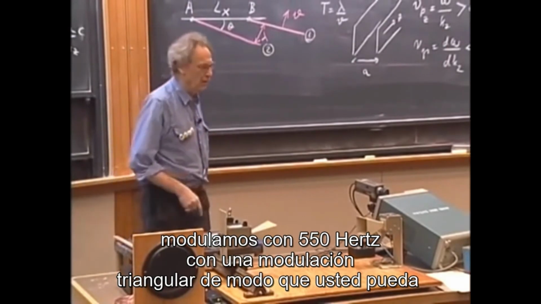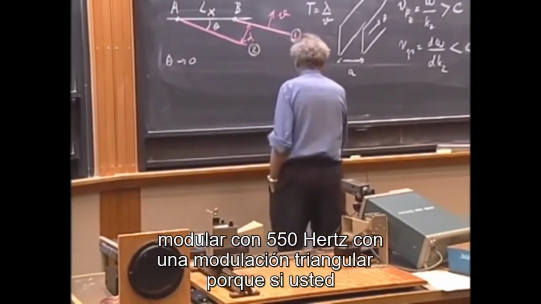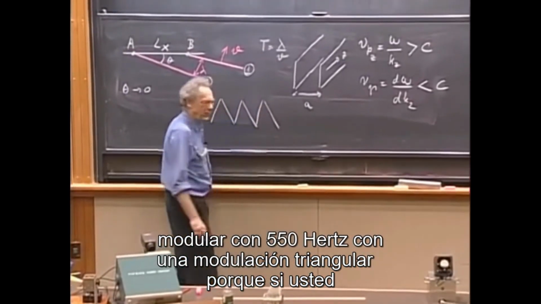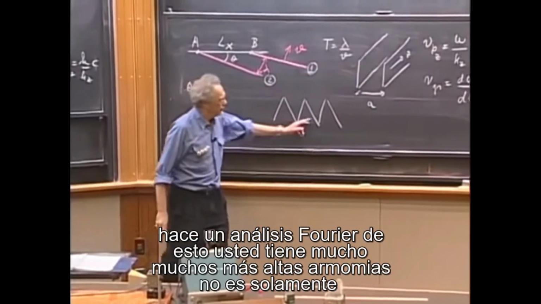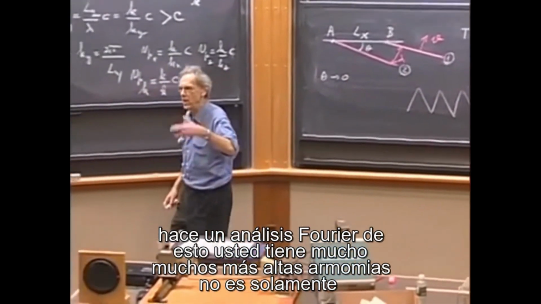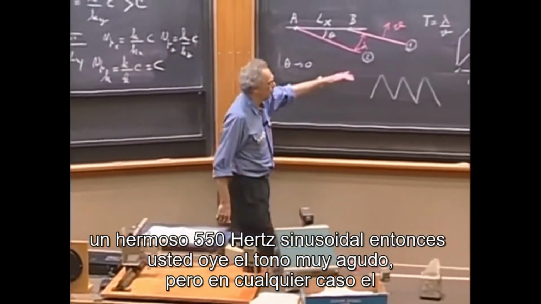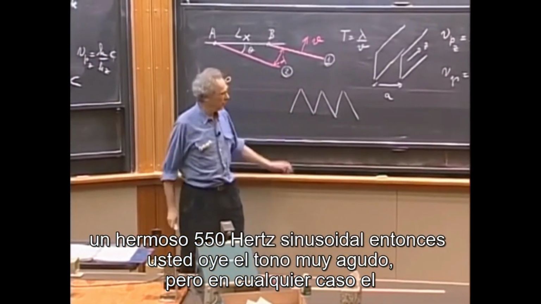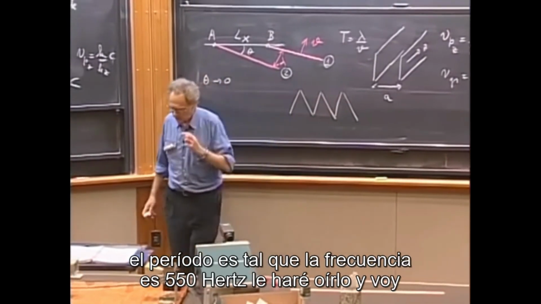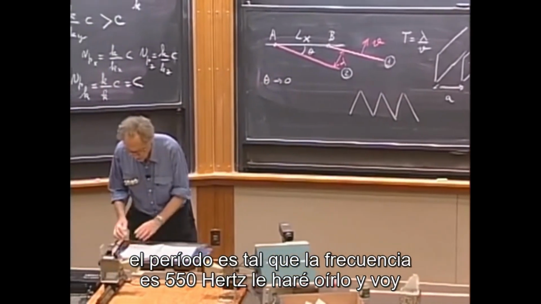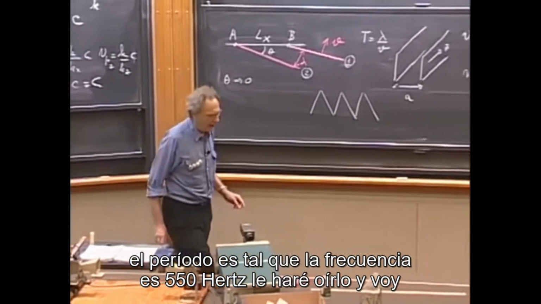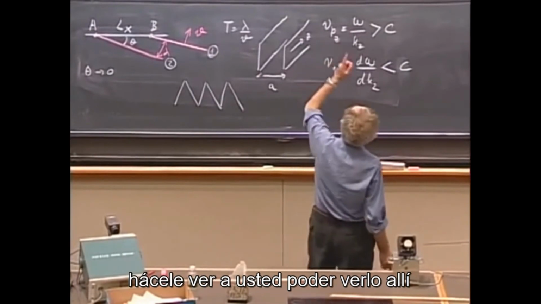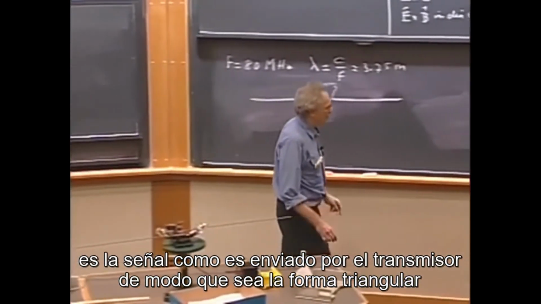This 10 gigahertz signal we modulate with 550 hertz, with a triangular modulation so that you can hear it. Triangular audio signals are not very pleasant, because if you do a Fourier analysis of this, you have many, many higher harmonics. It's not just a beautiful 550 hertz sinusoidal, so you hear a very sharp tone. But in any case, the frequency is 550 hertz. I will make you hear it, and I will make you see it. You can see it there.